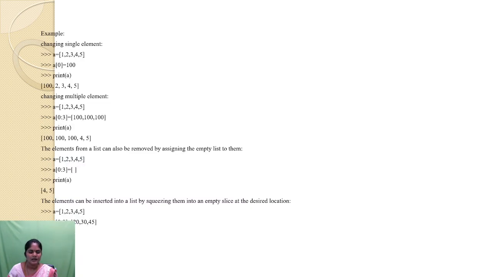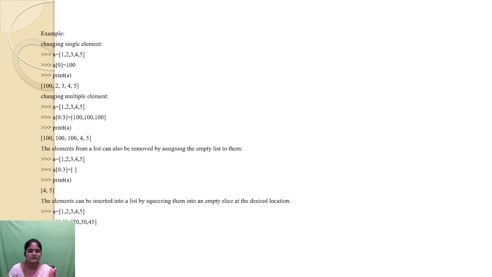The first example is changing a single element. To change a single element, first you give the list of elements, that is a list. In that, with the help of the indexing operator I can change a of 0 equal to 100. Now print a, and the answer will produce 100, 2, 3, 4, 5.